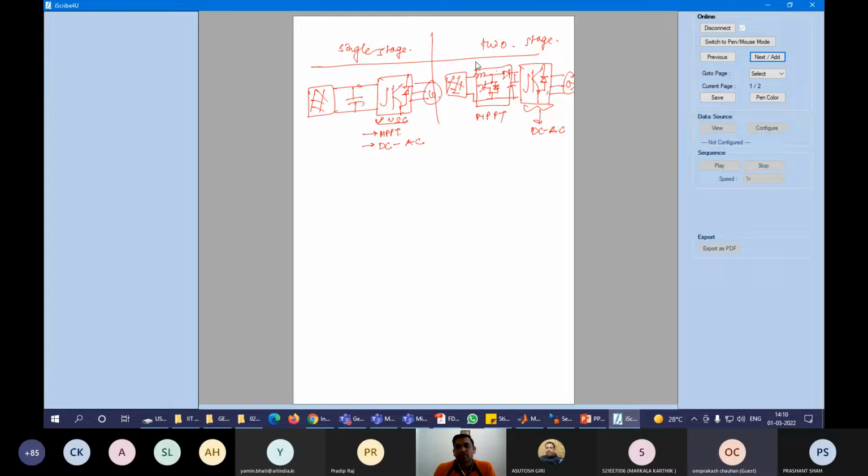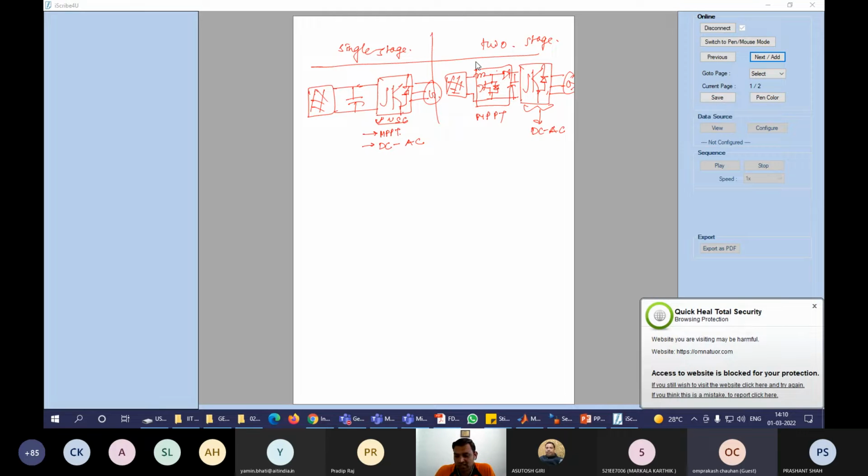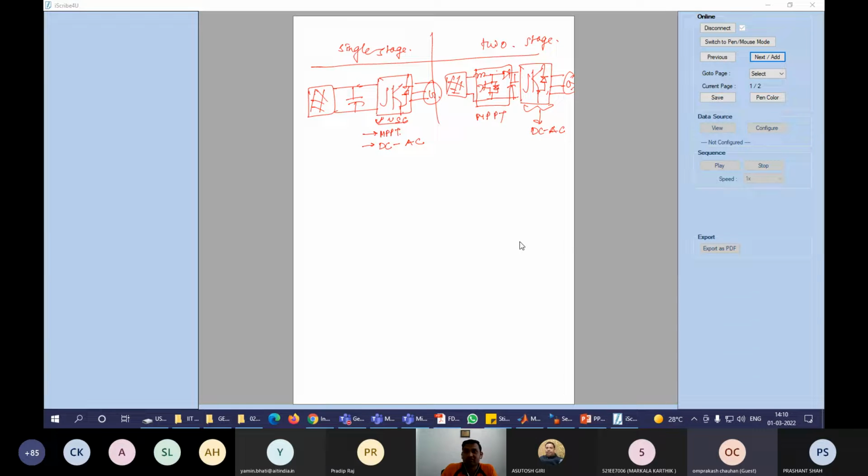Now again, I'm going to repeat my question. Which system is good? Or which system is industry still following? From this single stage and two stage system, industry is following only one system. They are not going for both two stage and single stage. They are following only one. I mean, industry is making a solar inverter with single stage or two stage.